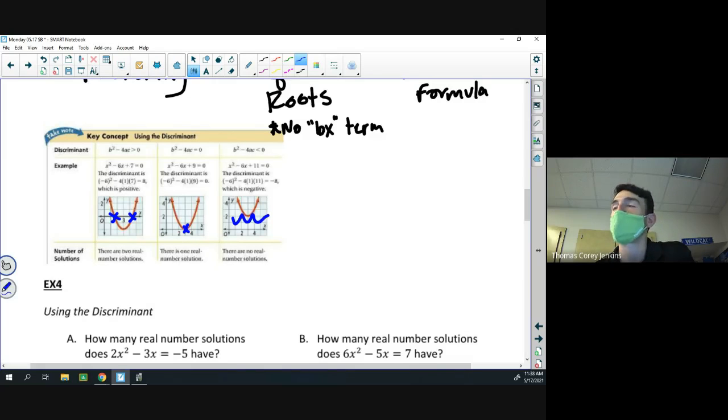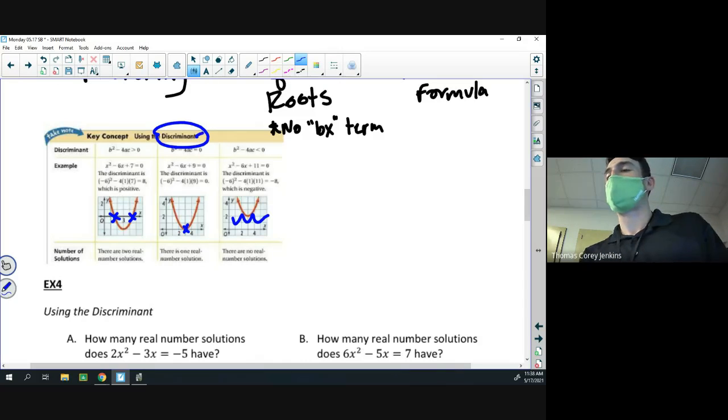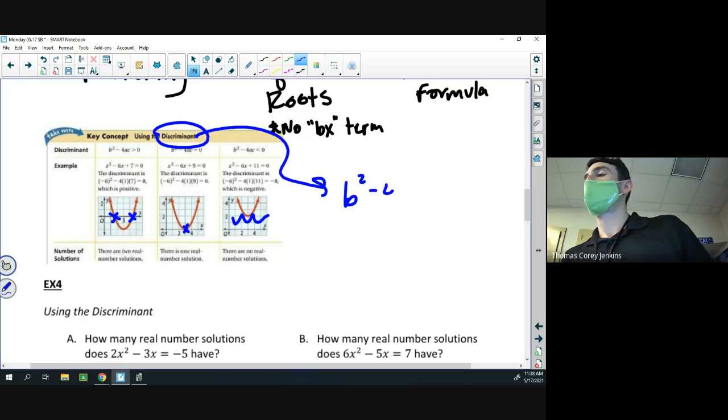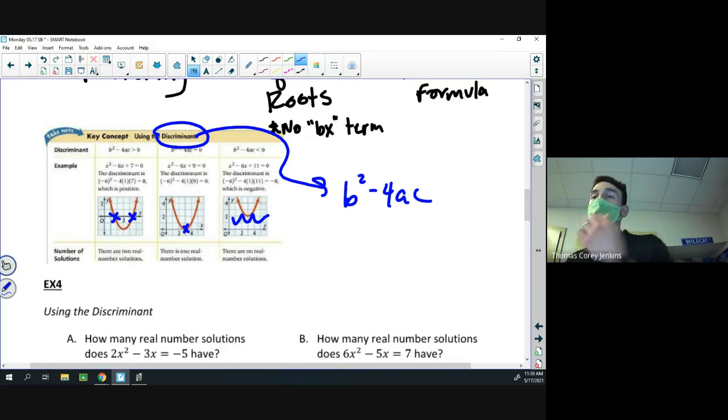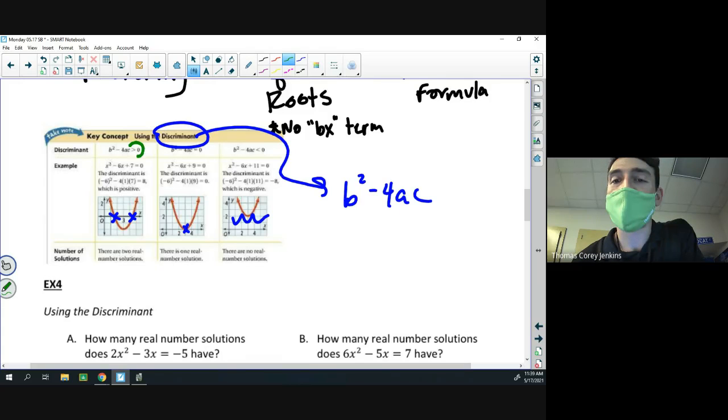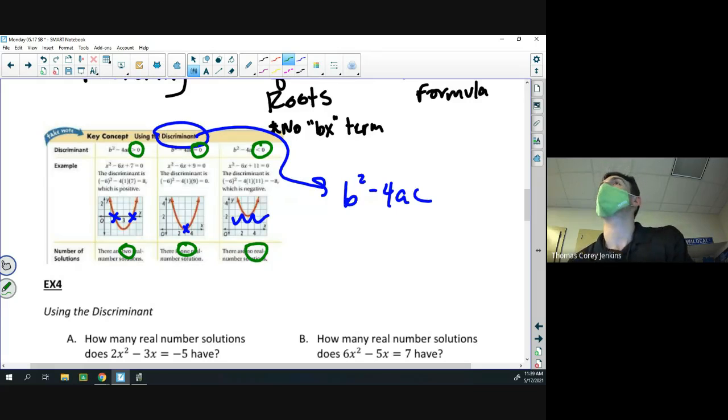So we can tell that by using a specific part of the quadratic formula, okay? So the discriminant is b squared minus 4ac. So does anybody recognize what part of the quadratic formula that is? That's the part that's under the what? Under the radical, right? So that's what's under the radical. And here's what you do. Once you know what that is, if it is greater than 0, that means you have 2 solutions, okay? If it's equal to 0, that means you have one solution. If it's less than 0, then you have no solutions. Okay?